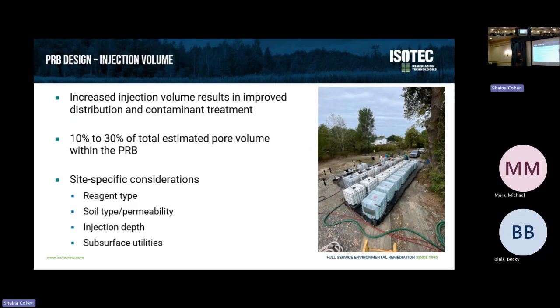In very permeable soils, more reagent can get in. What is your depth? If you're injecting very shallow, injecting higher volume shallow could lead to daylighting, depending on the soil type. That's a concern. Subsurface utilities, we don't want our reagent also getting into utilities, so that's a balancing point in determining injection volumes.